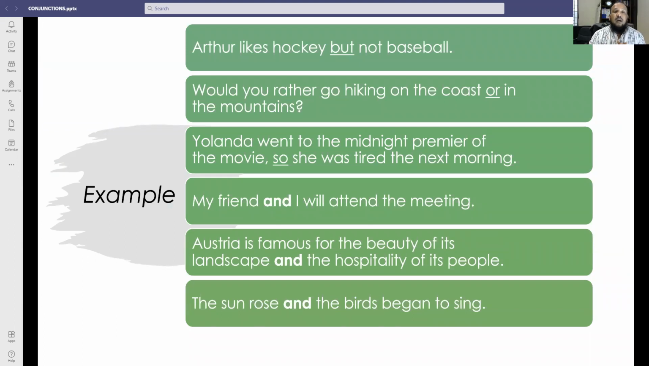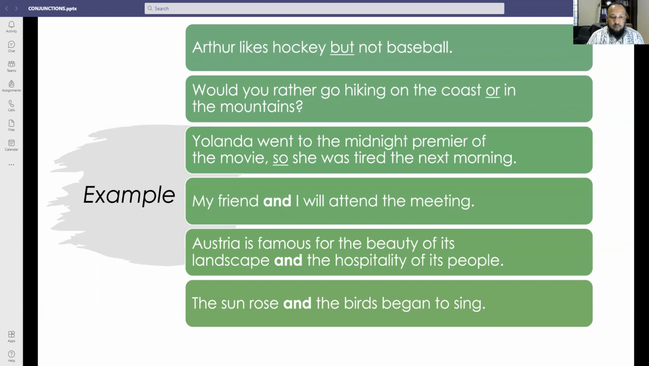Examples: Arthur likes hockey but not baseball. So here in FANBOYS, B is there. So but is used here as a coordinate conjunction. Would you rather go hiking on the coast or in the mountains? Would you like to come here or to go outside? आना चाहते हैं और बाहर जाना चाहते हैं. So or here performs the function of coordinate conjunction.